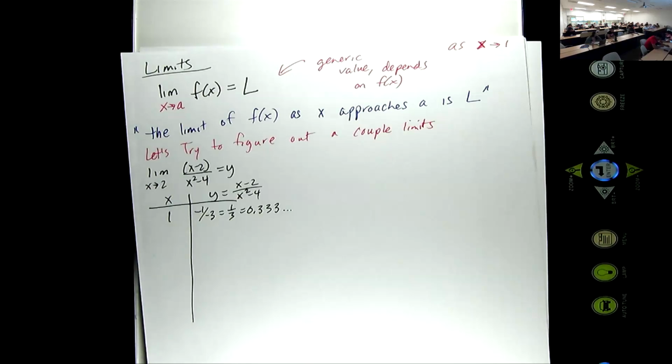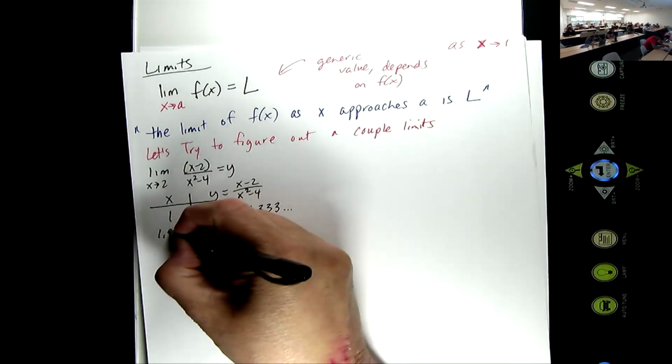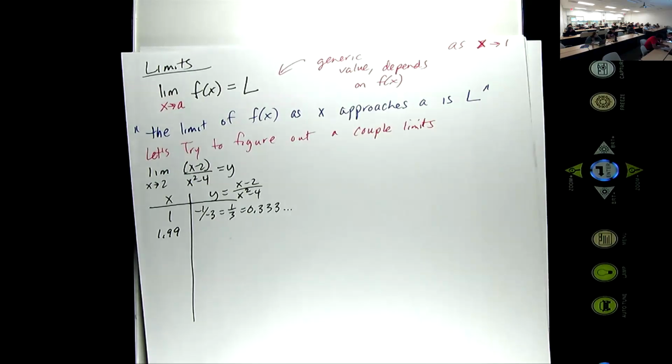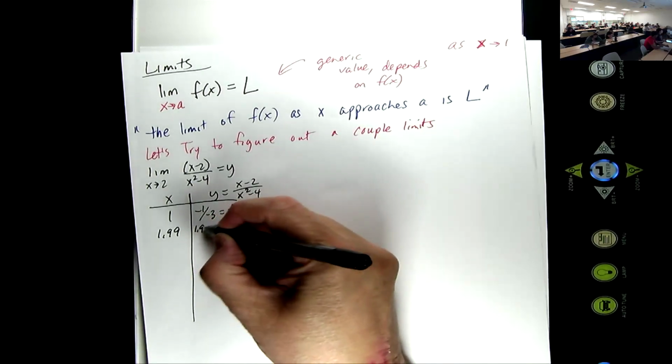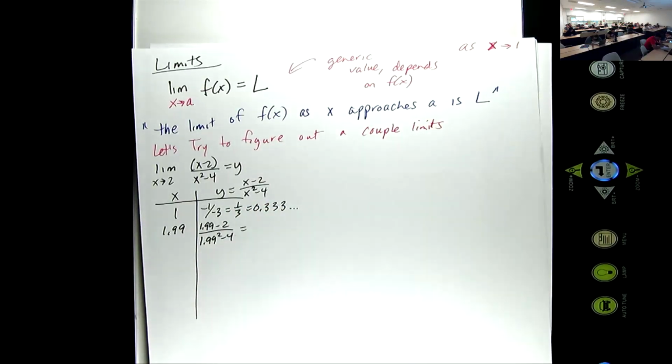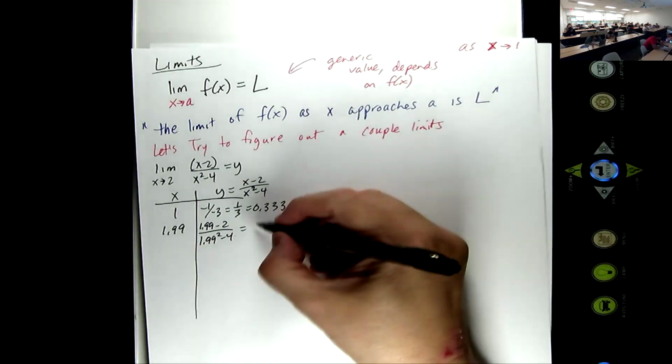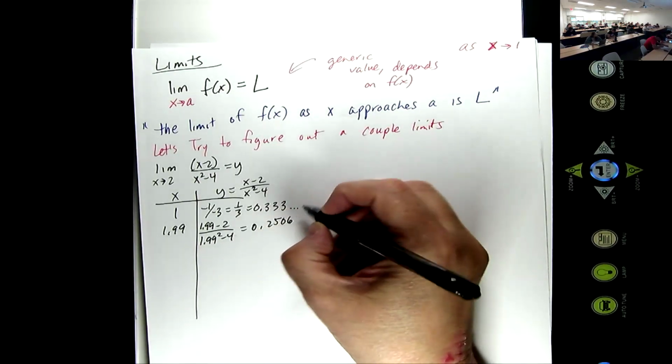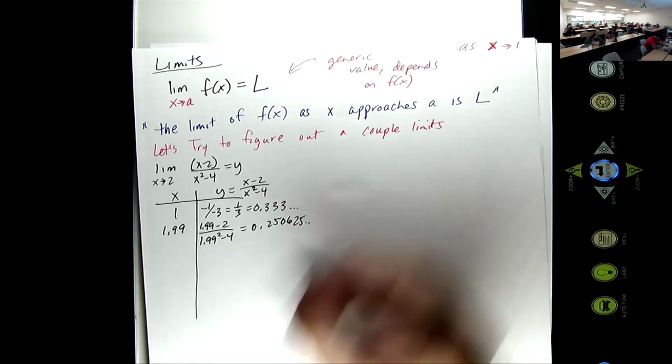And this is a calculator activity. I did one in my head because I can do one in my head, but I don't want to do 1.99 in my head. So I'm gonna do 1.99. Well, I know the top, and I'm gonna divide it by 1.99 squared minus 4. So I'm doing 1.99 minus 2 over 1.99 squared minus 4, and I get 0.250626.